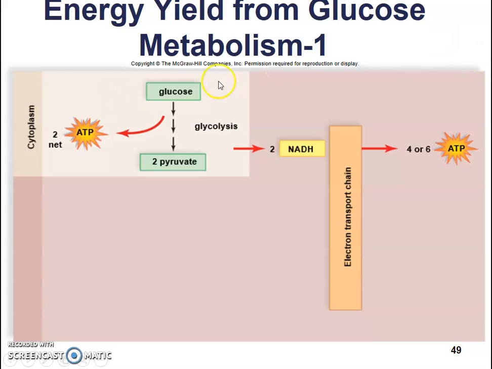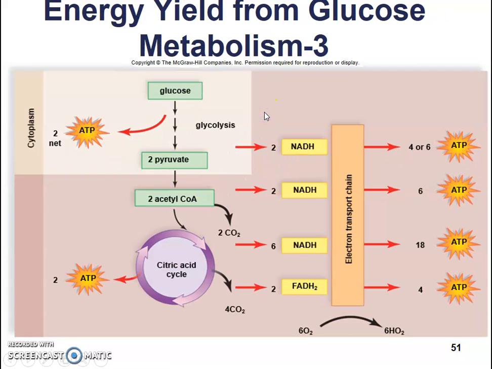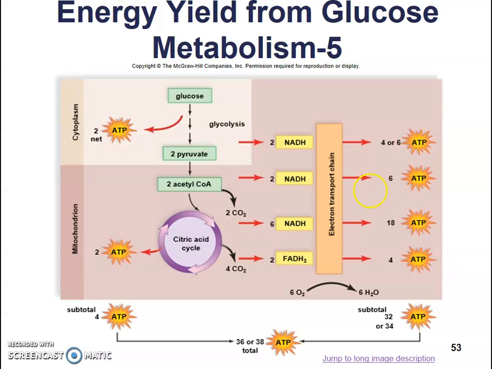So here we have a diagram. We start with glucose. We release 2 ATP by breaking it down into 2 pyruvate molecules. Okay, we break it down into acetyl-CoA. We go through the citric acid cycle, and at each of these steps we are generating NADH and FADH2. Those molecules are then used to make more ATP in the electron transport chain. So we end up with a total of 36 to 38 ATP total per glucose molecule.